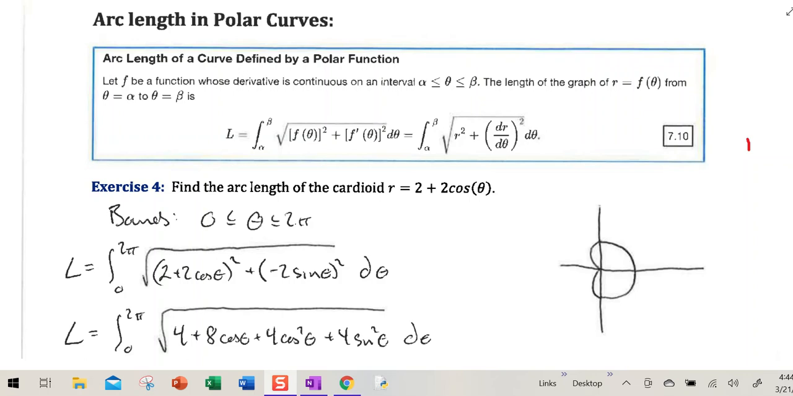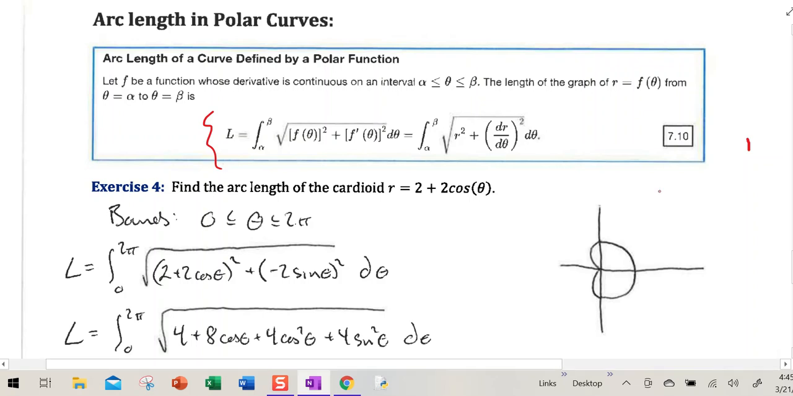So let's get started. The arc length of a curve defined by a polar function is given by this formula from the textbook. So the length is equal to the integral from alpha to beta of the square root of the function in terms of theta squared plus the derivative of the function in terms of theta squared d theta.